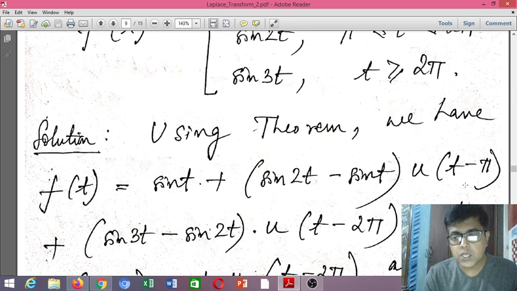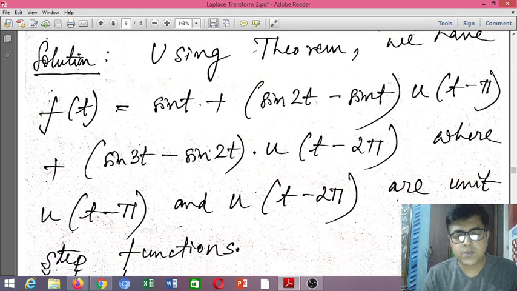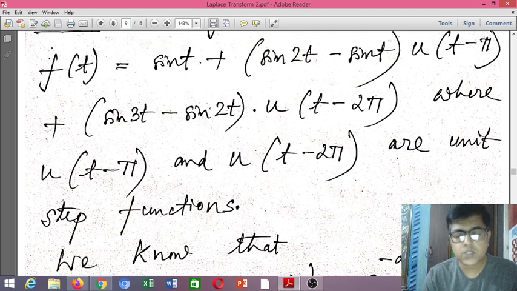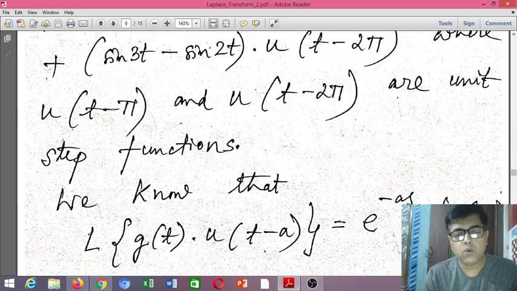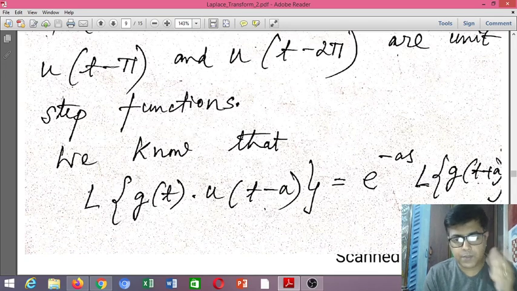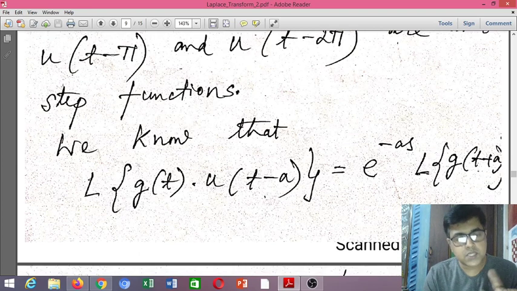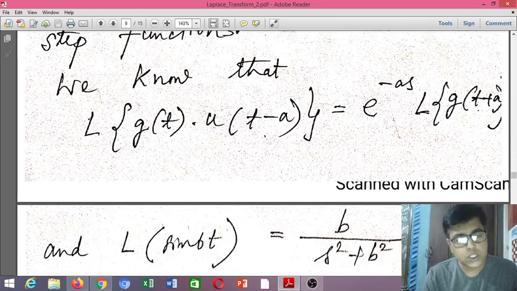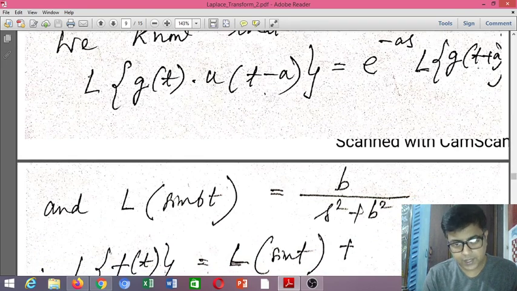Okay. So what are these ut minus pi and ut minus 2 pi? They are of course unit step functions. So we write that where ut minus pi and ut minus 2 pi are unit step functions, right? Now we know two important things. Just now I told you, if you remember the corollary number 3 in the second shifting theorem, there I told you the Laplace transform of gt into ut minus a will be e to the power minus s into L of gt plus a. So we'll use this result, and we'll also use the result that we know, that is L of sine bt. You know the Laplace transform of sine function, it is b by s square plus b square. So all of you know that.